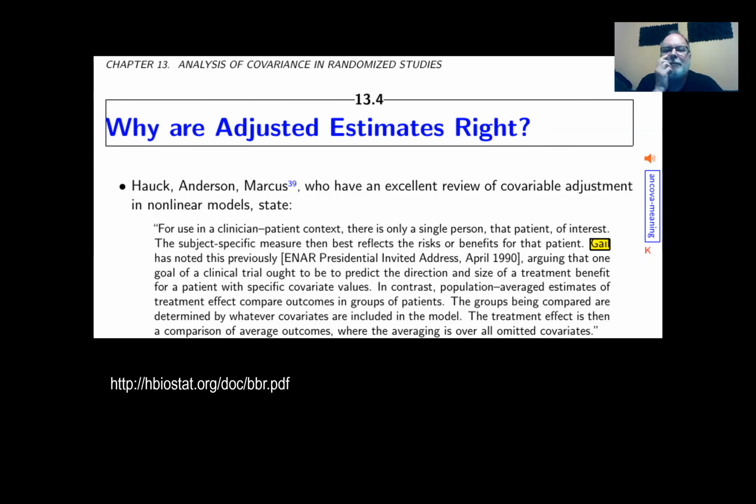This is just for your own reference. You can have a look at that paper. I have a URL for it, a link for it. This is the argument about why adjusted estimates are the best way, or the preferred primary endpoint.